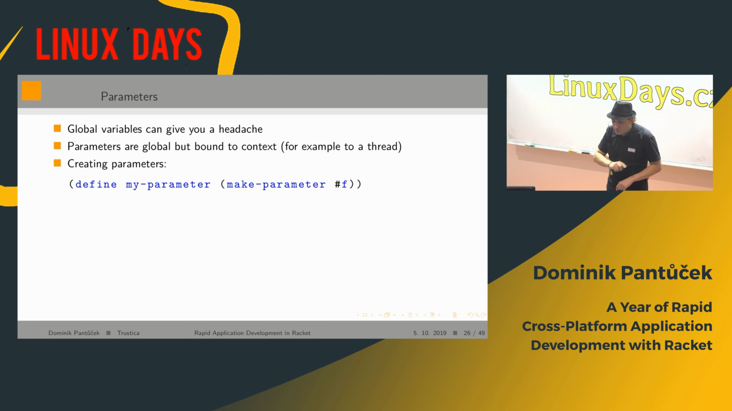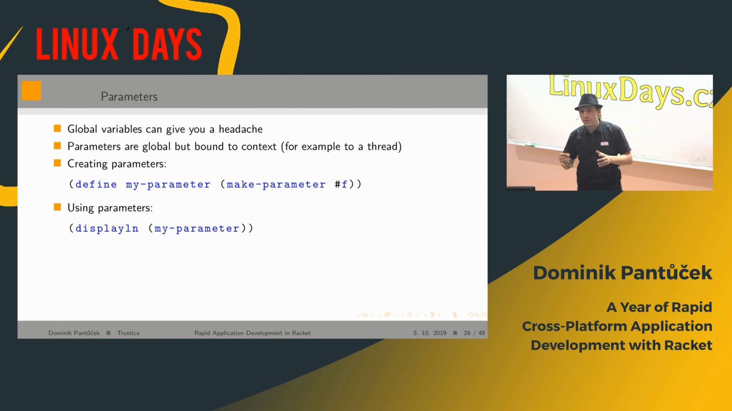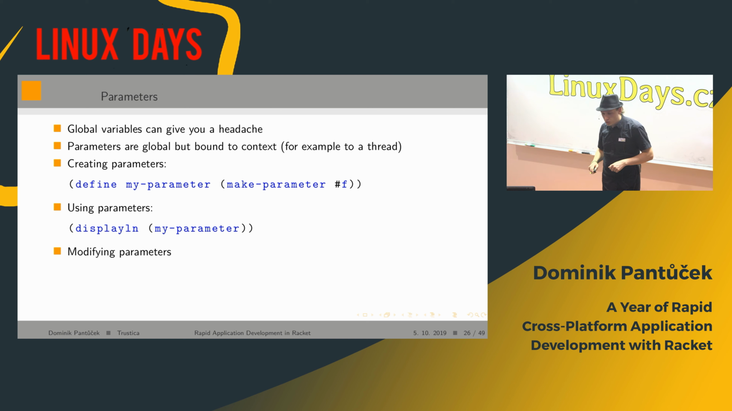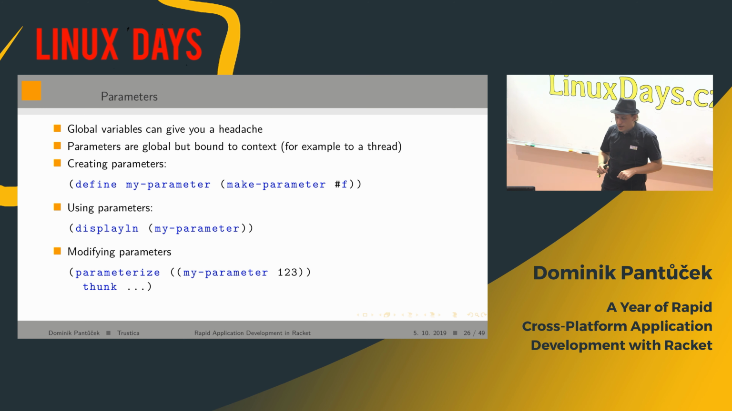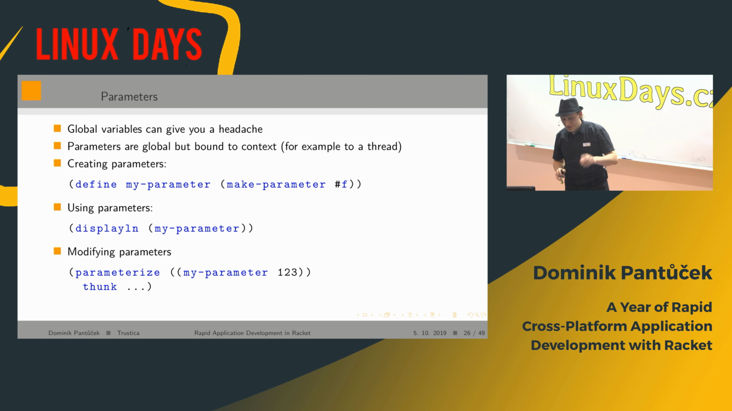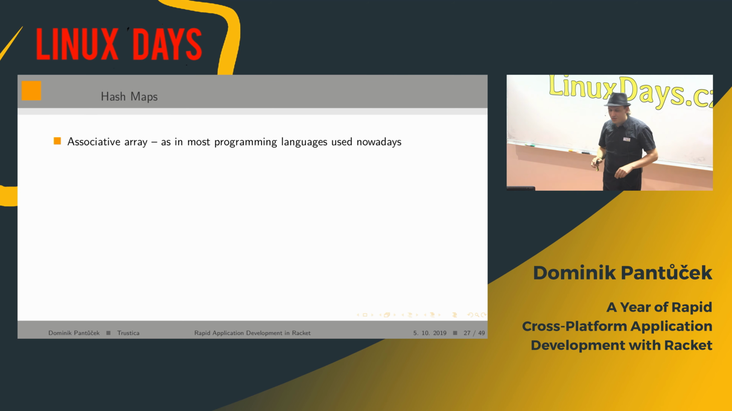So if you want to create a parameter, yes, you say make parameter. In this case, I'm giving it a false value as a default value. If you want to use it, you can just call it like a function. It behaves the same way. And if you want to change it, you can use parameterize form, which changes the value of the parameter just for your context. And in the thunk part, you just write the code. It's whatever you want to do there, you do it there. You probably do not see any connection, but wait 2 slides and you're gonna get it.